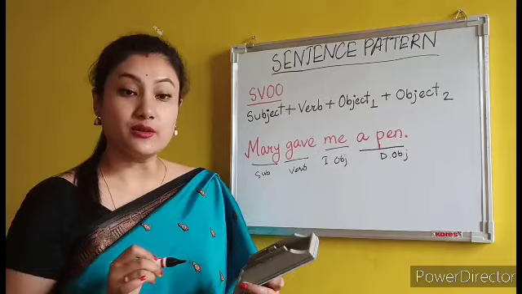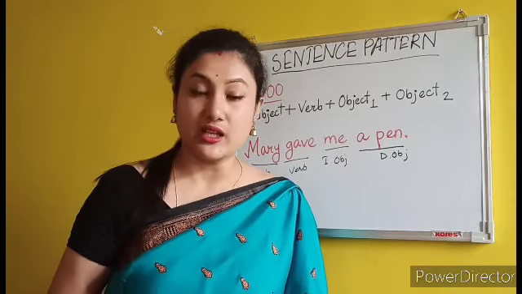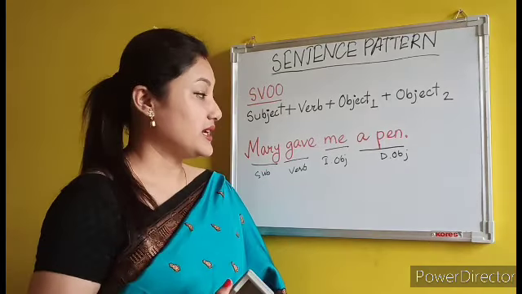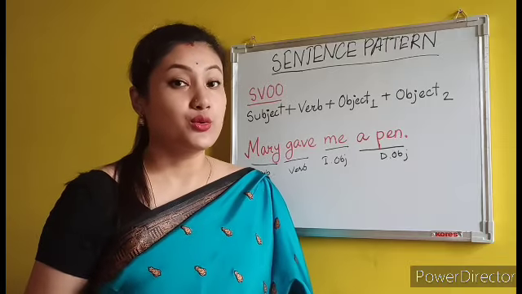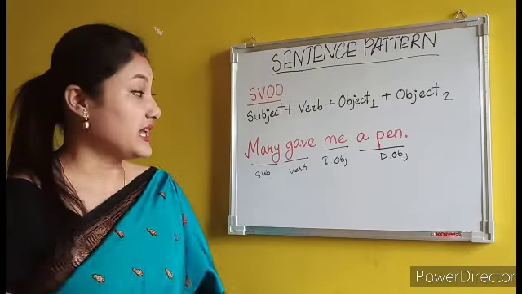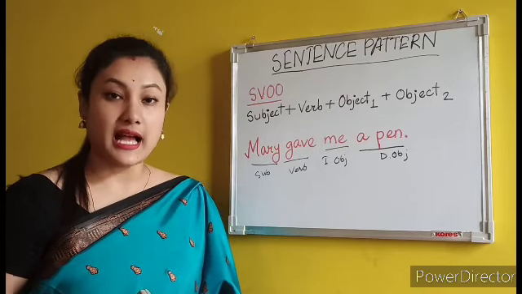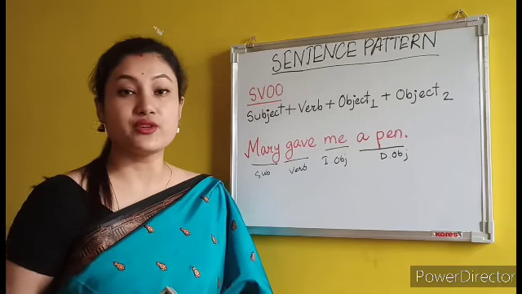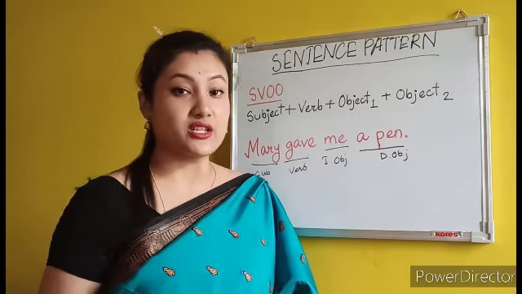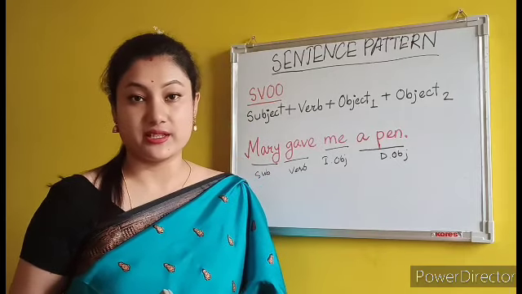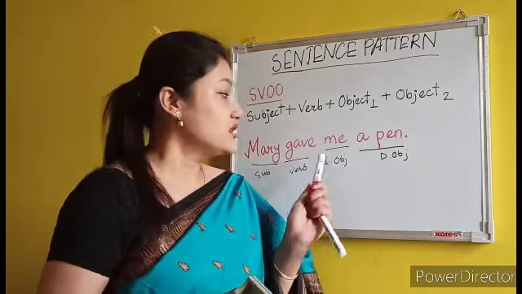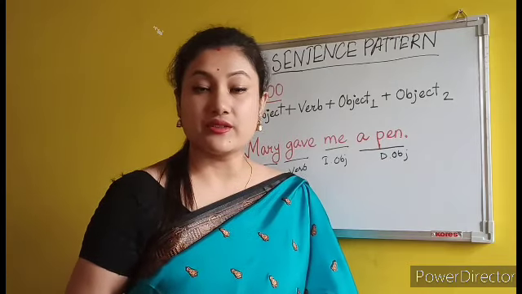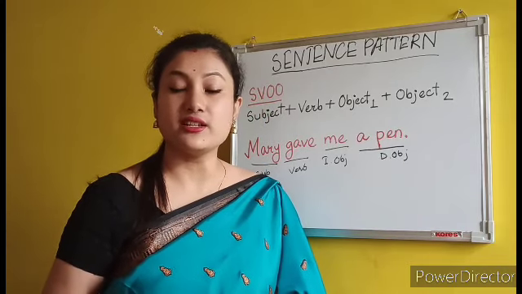So generally what happens, the indirect object is the one which often receives the action. Who received the action? The action is gave. Who was given? Me. I received the action. So me is the indirect object. The one who receives the action is the indirect object.